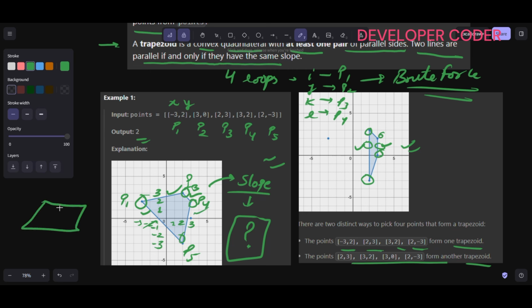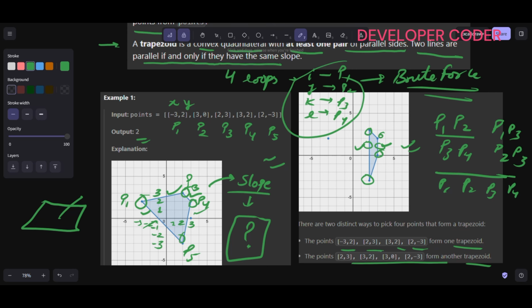We will form one shape, right? It may be possible, it may not be possible. Maybe all the points P1, P2, P3, P4 exist on the same line, then maybe the shape will not form, right? But if I have 4 points, then maybe I can do one thing. P1, P2 slope I will find, P3, P4 slope I will find, P1 P3 slope I will find, P2 P3 slope I will find, something like this, right?